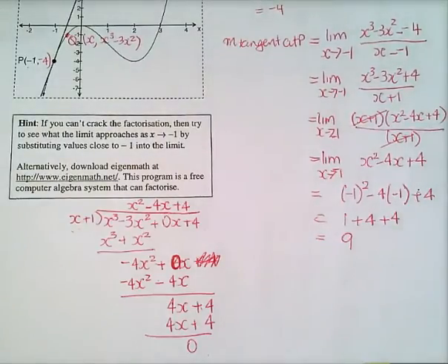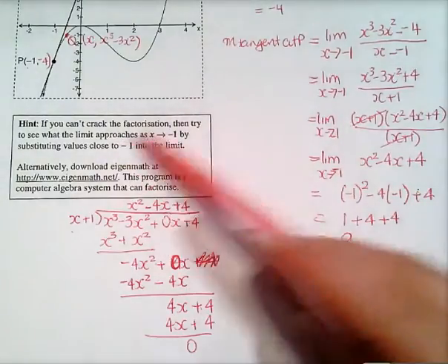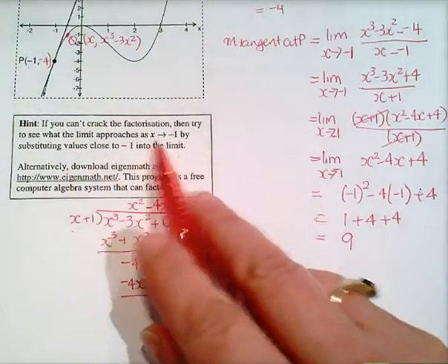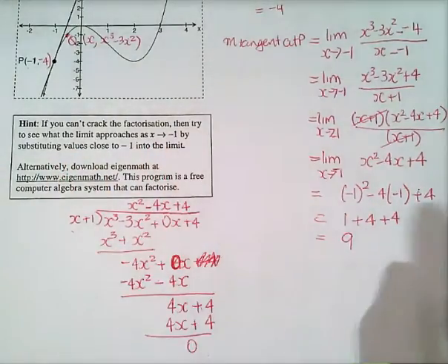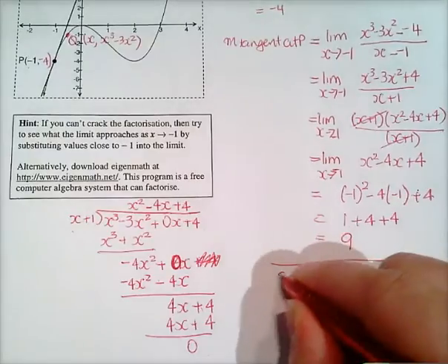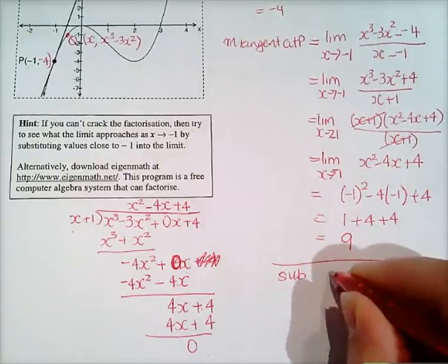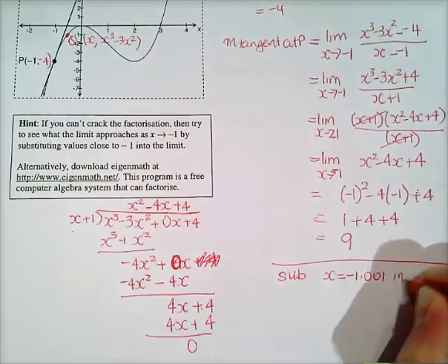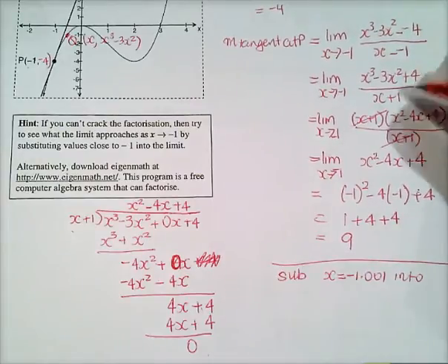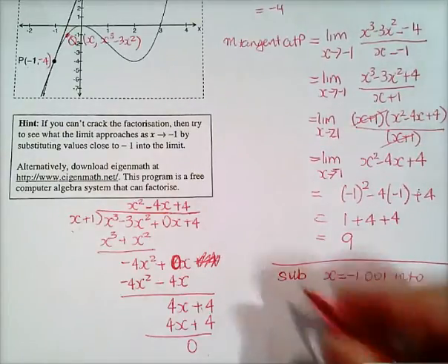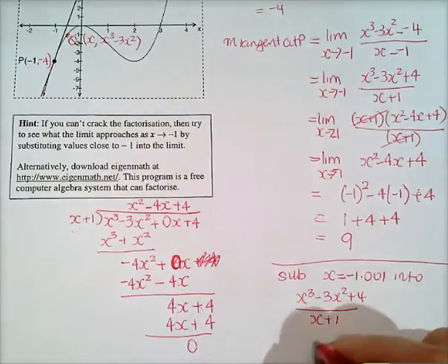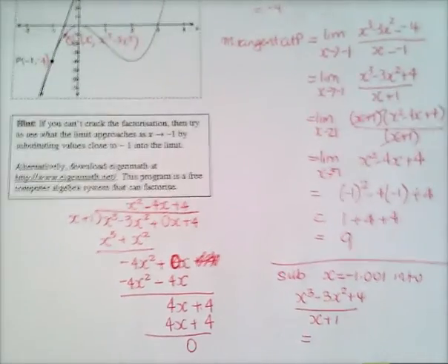Now, over here in this box, it said if we can't do the factorization, then try to see what the limit approaches as x approaches negative 1 by substituting in values close to x is negative 1 into the limit. Alternatively, what I could have done, to check my answer, is substitute, let's say, x is negative 1.001 or something like that into this up here. So into x cubed minus 3x squared plus 4 over x plus 1. And when I do that, I'm just going to pause the video and do it. I'll just see what we get.